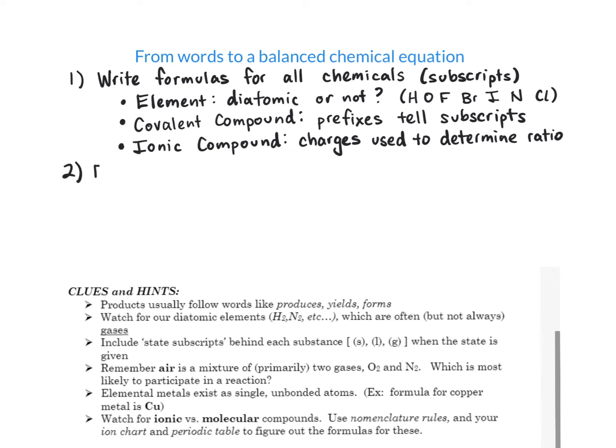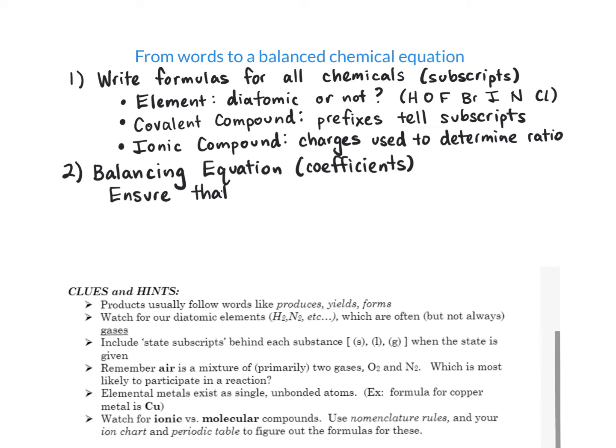And when we're balancing, we're making sure we have the same number of each type of atom on each side of the equation. Balancing the equation is where we're changing the coefficients, and that's where we ensure that there is the same number of each type of atom on the reactant and product side.